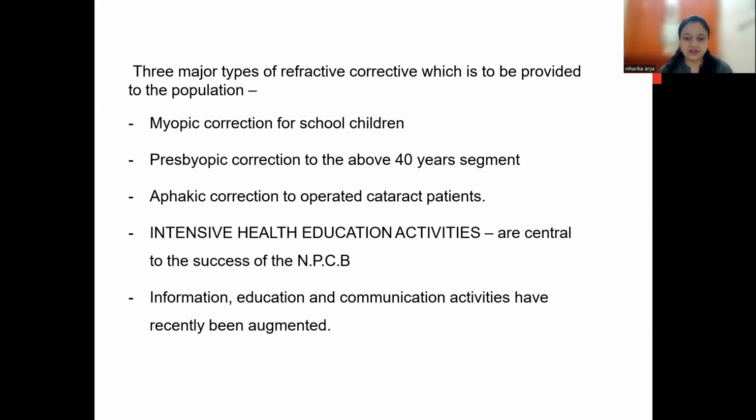Intensive health education activities are central to the success of the NPCB. Health education activities include school screening programs and camps. Information, education, and communication activities have recently been augmented. So these are the three major types of refractive correction to be provided: myopic correction for school children, presbyopic correction for persons above 40 years, and aphakic correction for operated cataract patients.